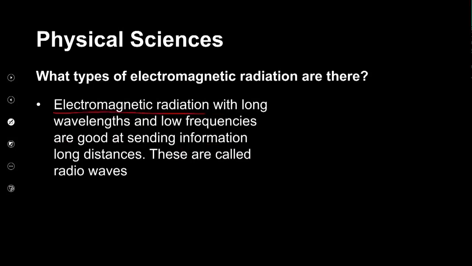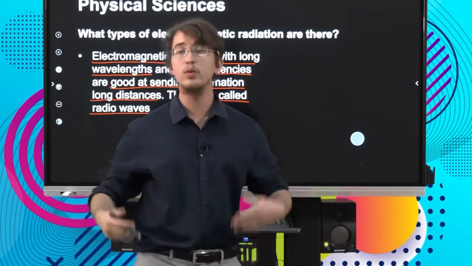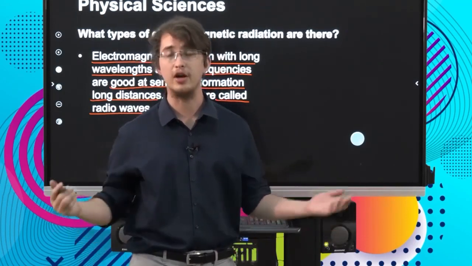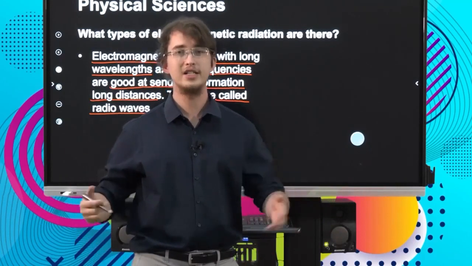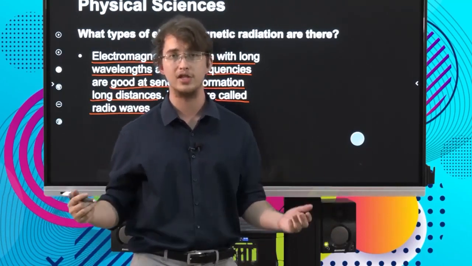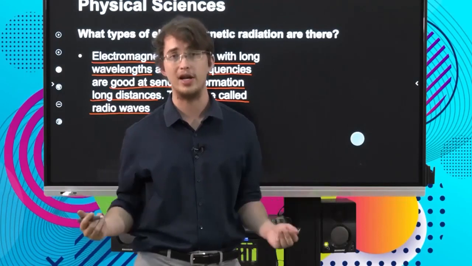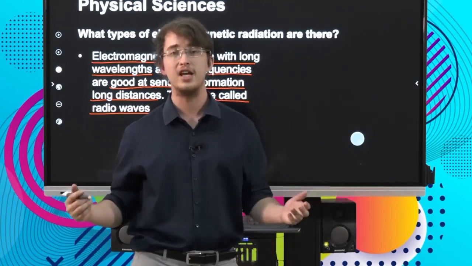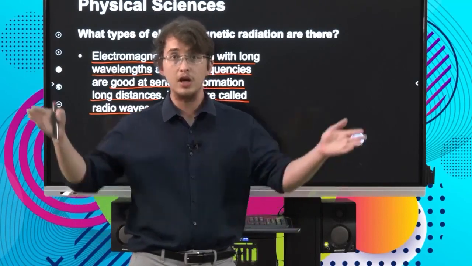Electromagnetic radiation with a long wavelength, i.e. many meters, and a low frequency is always very good at sending information long distances. These types of electromagnetic radiation are called radio waves. So, from the beginning of the lesson, when we were talking about your favorite song coming over the radio, now you know that it's literally transmitted by radio waves, a certain type of electromagnetic radiation. Let's see what else we have to say about those wavelengths that are perhaps quite a bit smaller.